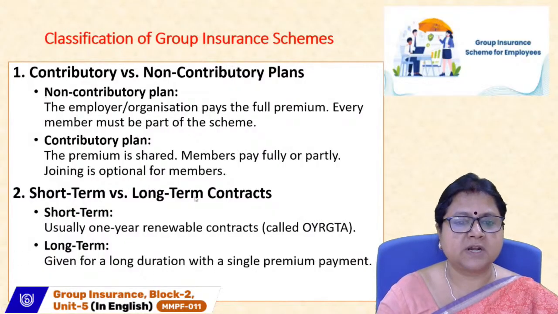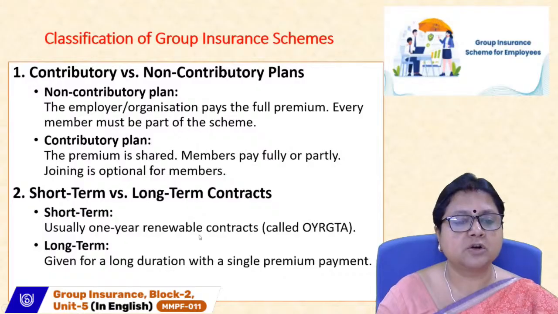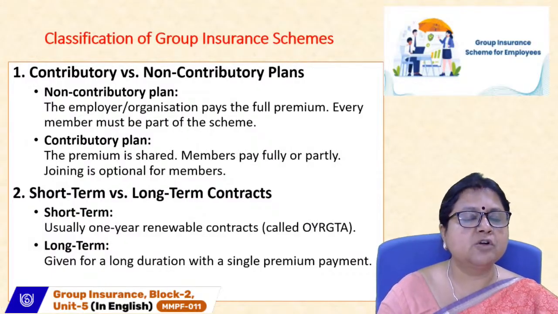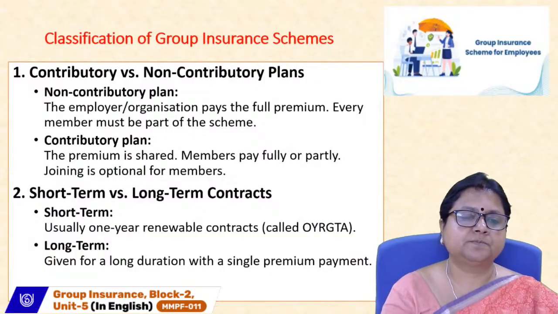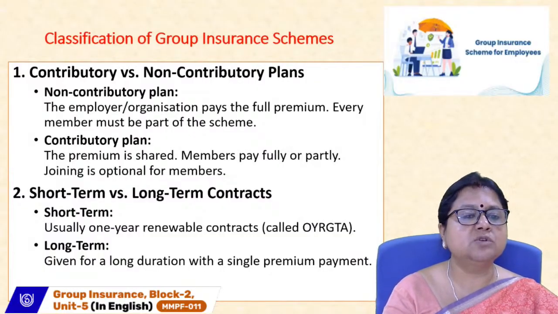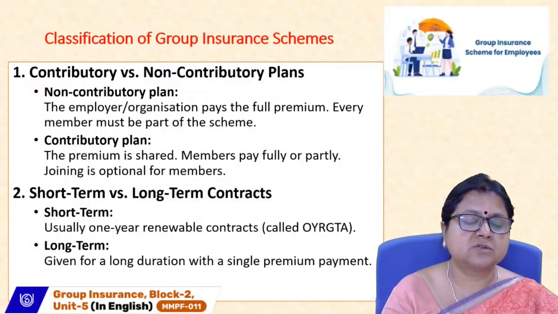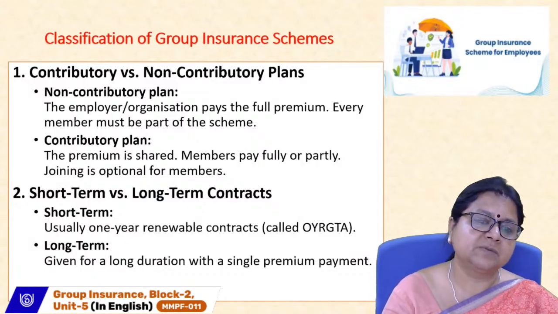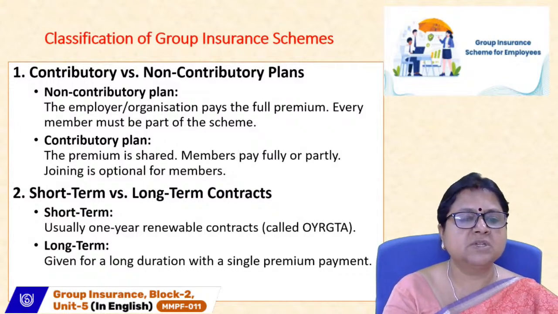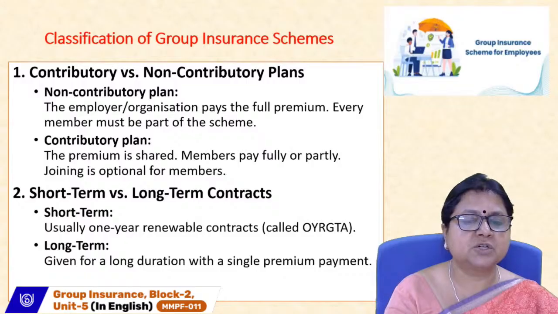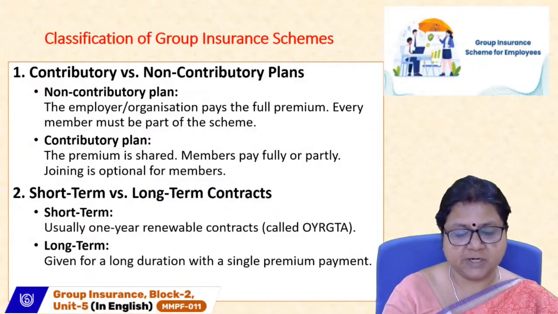There can also be short-term and long-term plans. A few short-term plans are usually one-year renewable contracts, followed in organizations where the group insurance is renewed every year. It depends on when there will be more employees, or the premiums can also vary. So short term means it is yearly, renewable every year. In the case of long term, the scheme is for a long period beyond one year, and in that case a single amount of premium is paid.